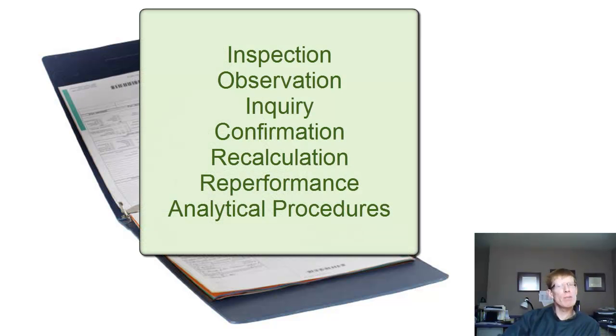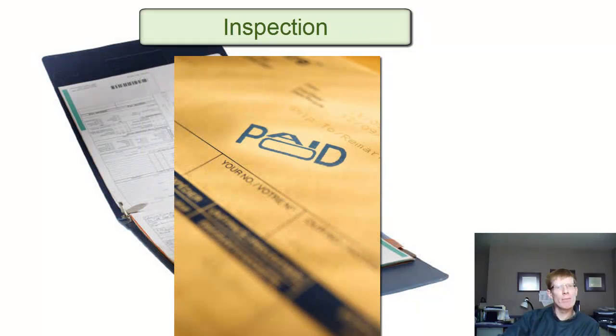GAS talks about inspection, observation, inquiry, confirmation, recalculation, reperformance, and analytical procedures. I'll briefly provide a description and the quality of evidence provided by each of these sorts of procedures. First, we have inspection. An inspection is the physical examination of the item of interest. You can inspect the condition of a piece of equipment by looking at it yourself. You can also inspect a document that supports an amount paid by the company.